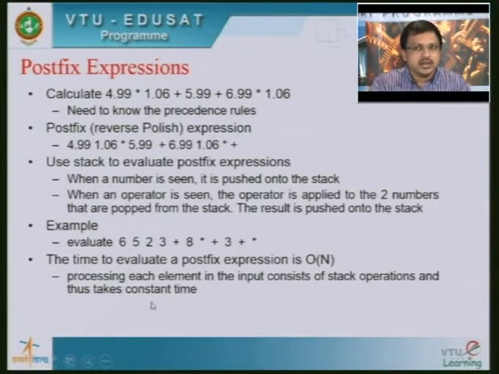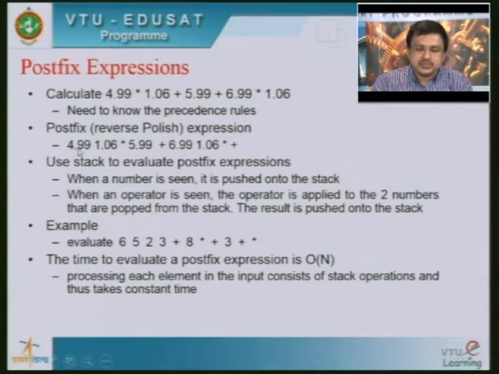There are many other applications of stacks. Calculate 4.99 into some expression. You need to know the precedence rules. You need to know that the multiplications should happen first, then the addition operation, and within the additions it is left to right, this one followed by this one. Instead, what most compilers do is convert this infix expression into what is called a postfix expression. It is also called reverse Polish.